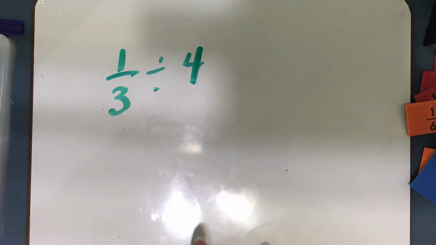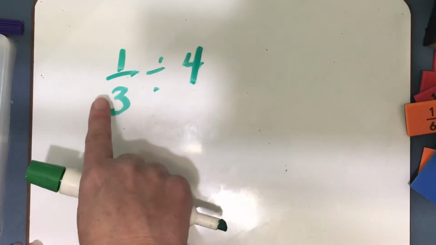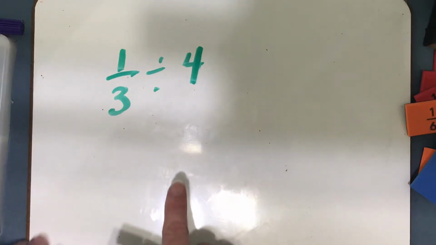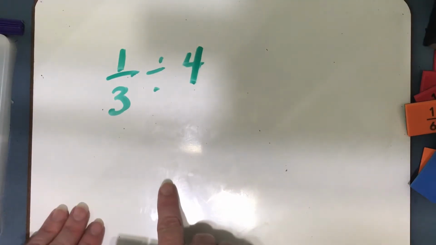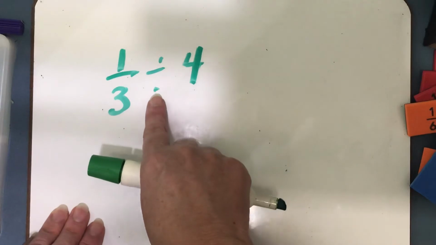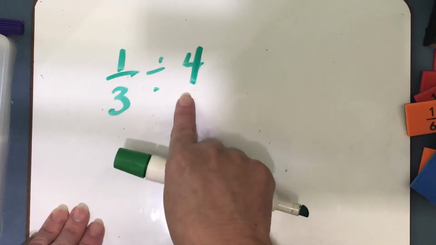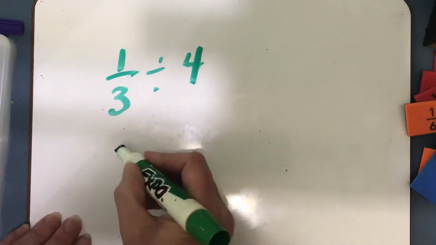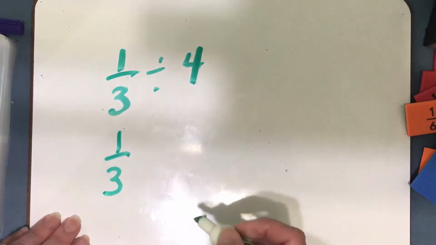So we do the same thing as when we divided whole numbers by unit fractions or by fractions. We still multiply by the reciprocal of the divisor. Remember, the divisor is the number that comes after the division sign. So in this case, I'm going to do 1/3. That's my dividend. It's not going to change.